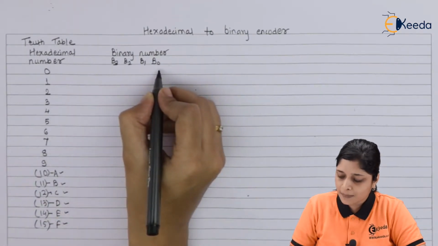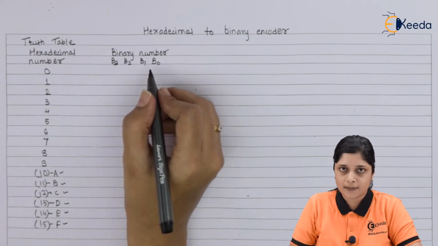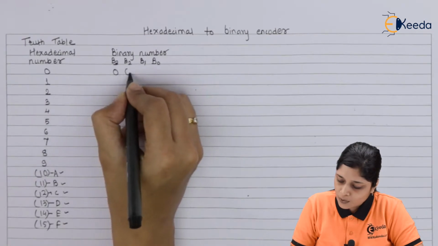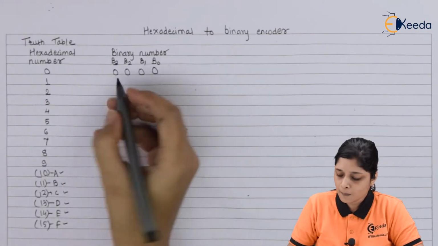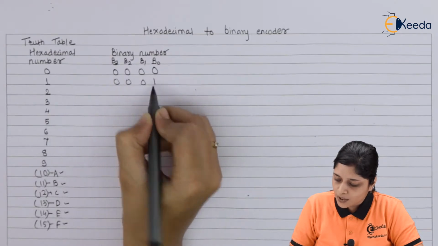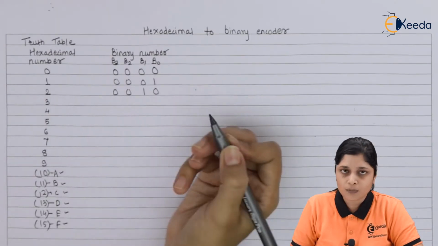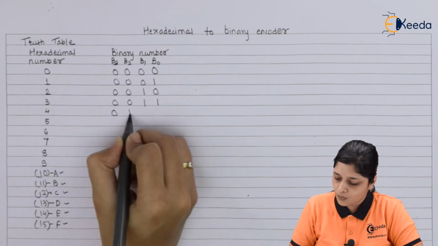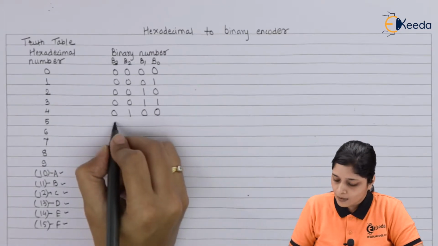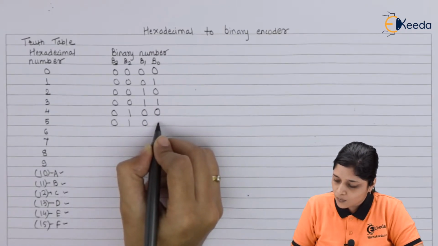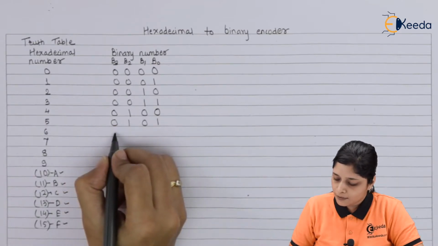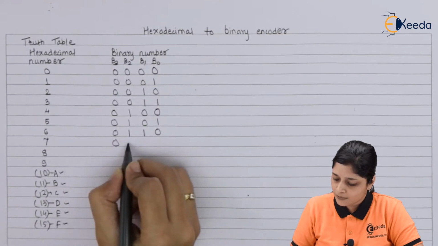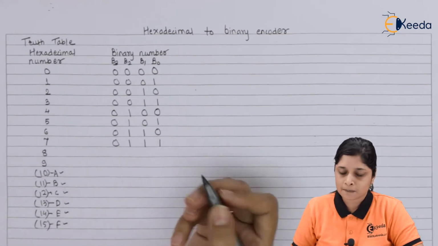Now you have to represent the binary number for the respective hexadecimal number, and it is of 4 bits. So 0 can be represented as 0, 0, 0, 0. Then 0, 0, 0, 1, and 0, 0, 1, 0. After that you have 0, 0, 1, 1. Then you have 0, 1, 0, 0 for 4. For 5 you can write 0, 1, 0, 1. Then for 6 you can write 0, 1, 1, 0. Then for 7, 0, 1, 1, 1.